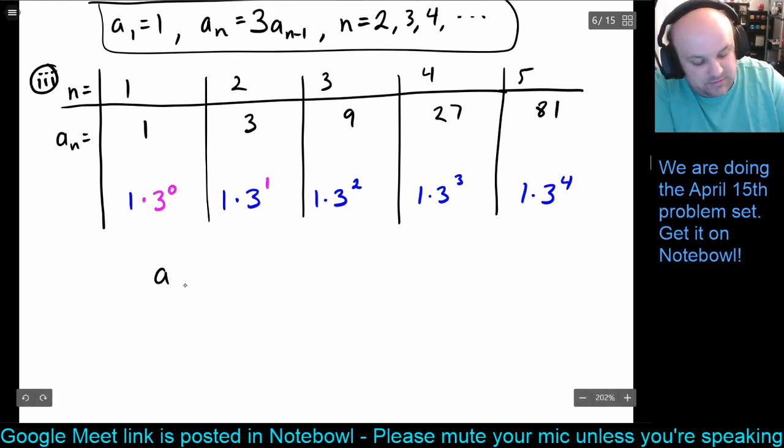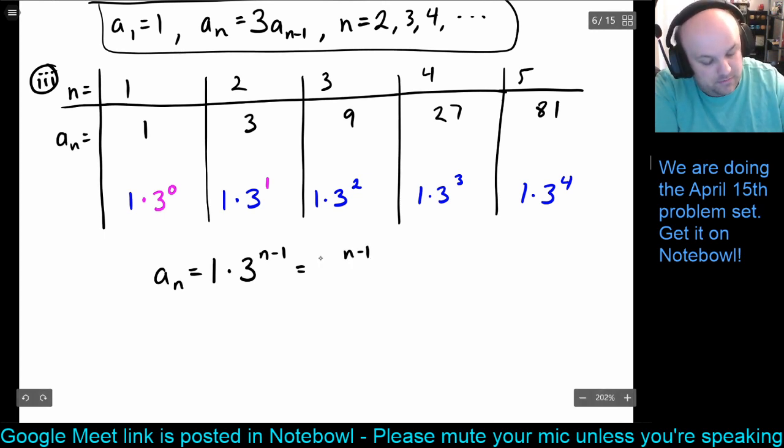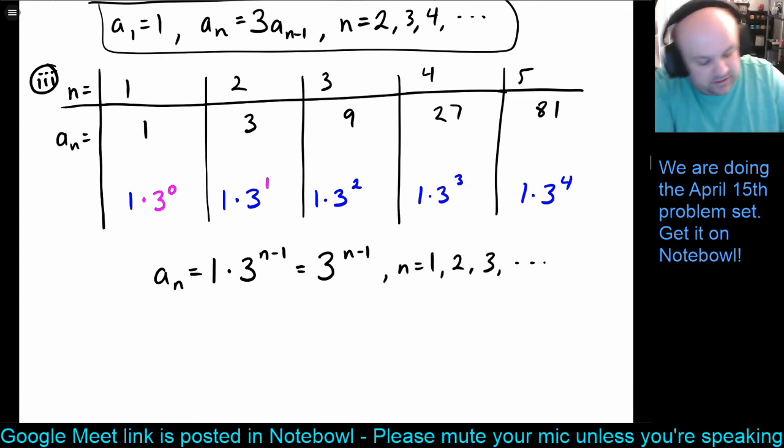So in that case, we can figure out that a_n is 1 times 3 to the n minus 1. Or in this case, you can leave off that 1 because the 1 doesn't do very much. This is just 3 to the n minus 1. Right? And here, n starts at 1. And there you go.